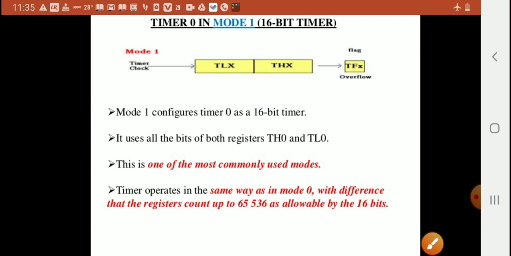TH0 is the timer high 0 and TL0 is the timer low 0. This is one of the most commonly used modes. The timer operates in the same way as in mode 0, with the difference that the register counts up to 65536, as allowed by 16 bits. So this is the general use of timer 0 in mode 1.